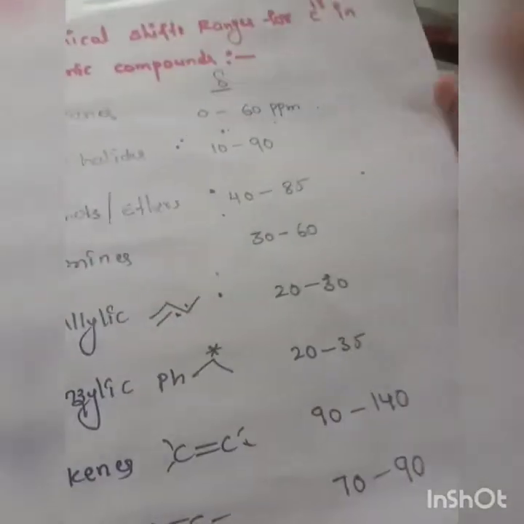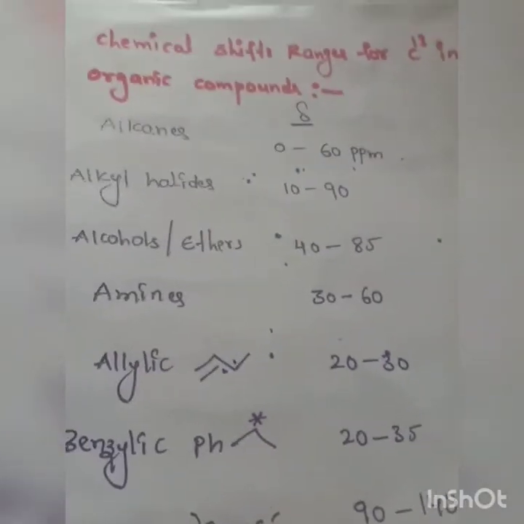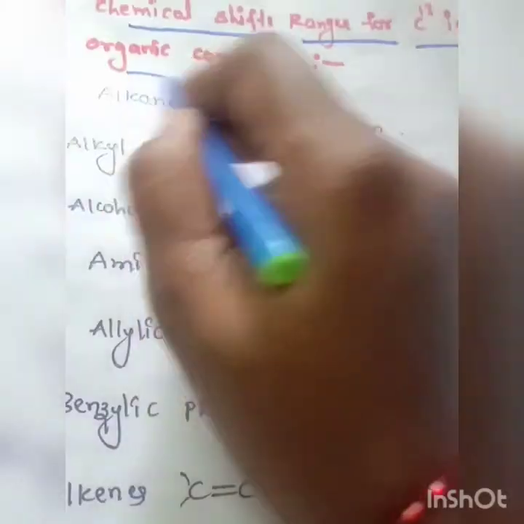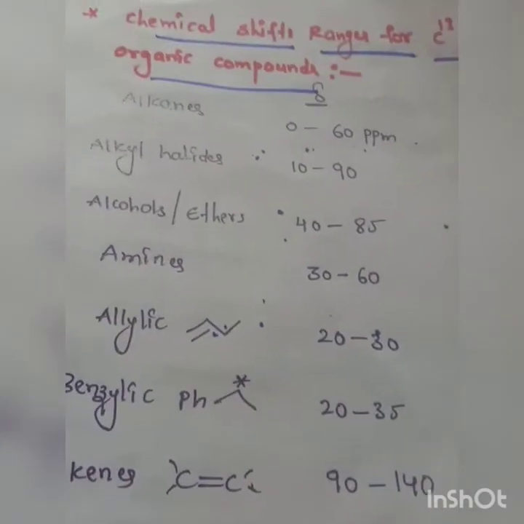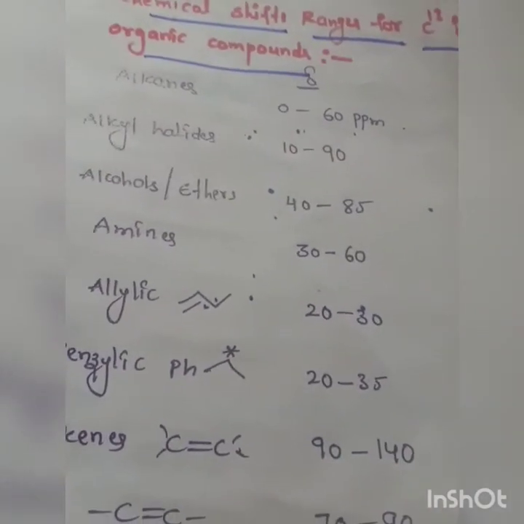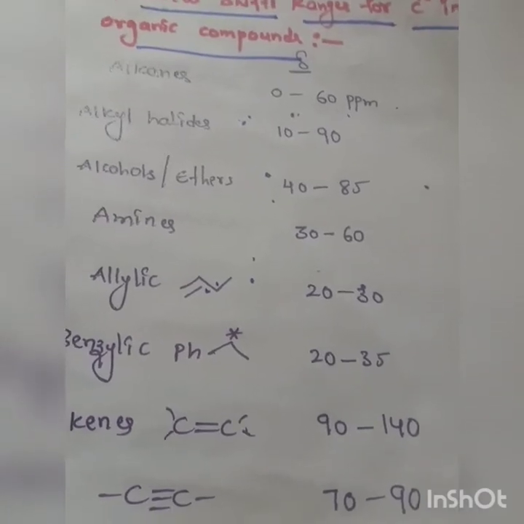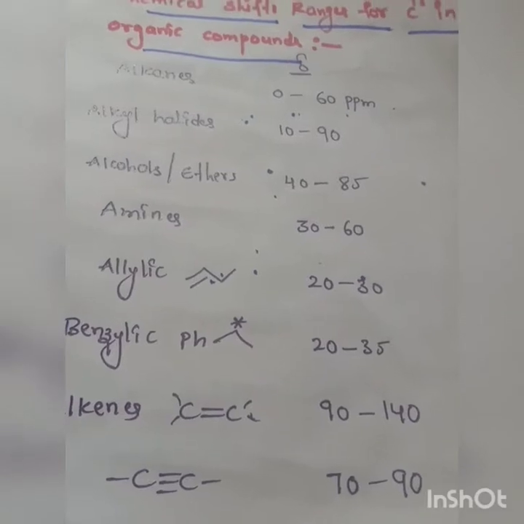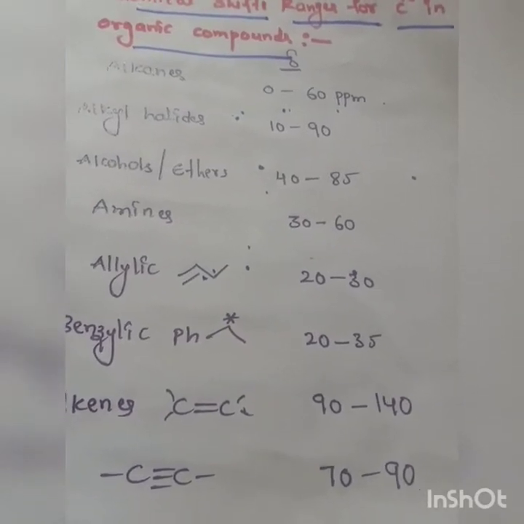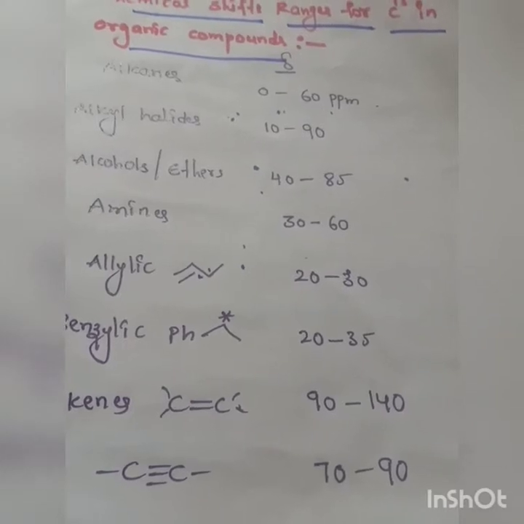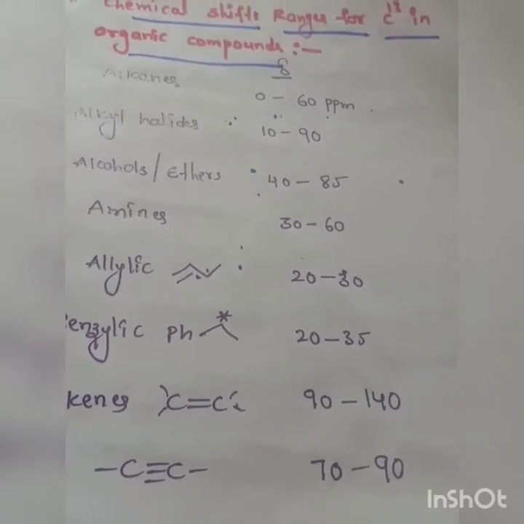And one more thing: chemical shift values are very important in C13 NMR. So, the chemical shift ranges for C13 in organic compounds. Different organic compounds have different functional groups, and each functional group has a specific chemical shift value. What is the chemical shift? It is the position of the signal in the spectrum.